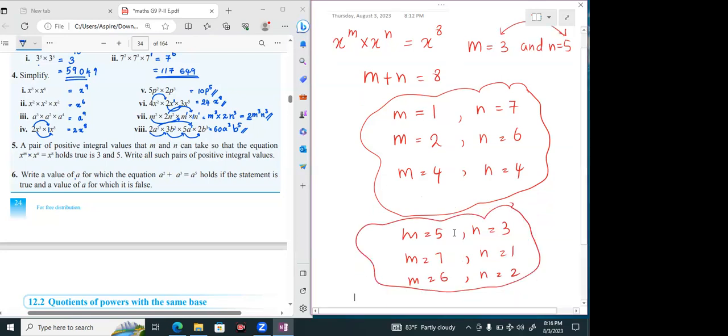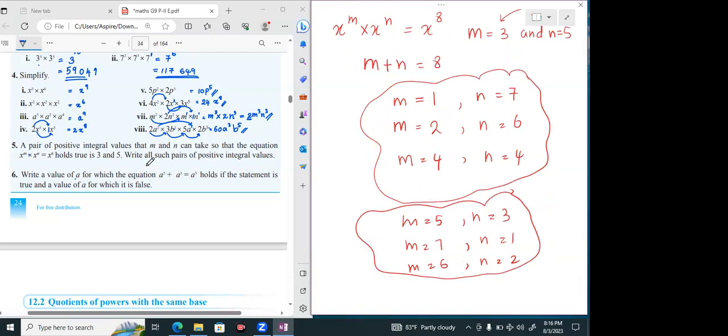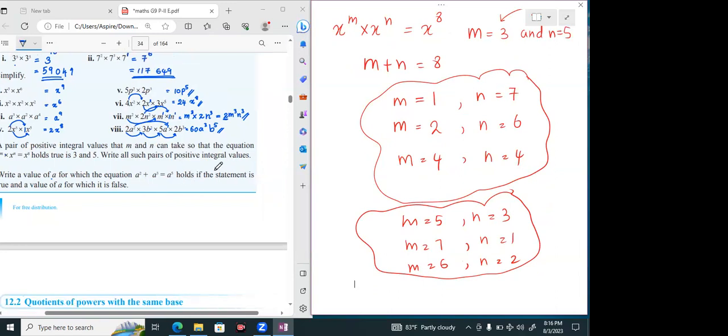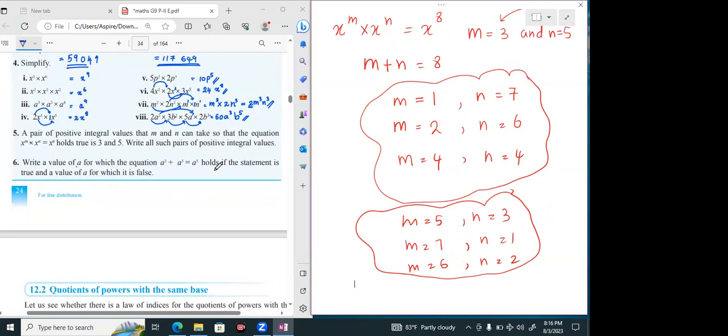Okay, this is what they have asked in the fifth question. Write a value of a for which the equation a to the power of 2 added a to the power of 3 equals a to the power of 5 holds. If the statement is true and a value of a for which it is false.